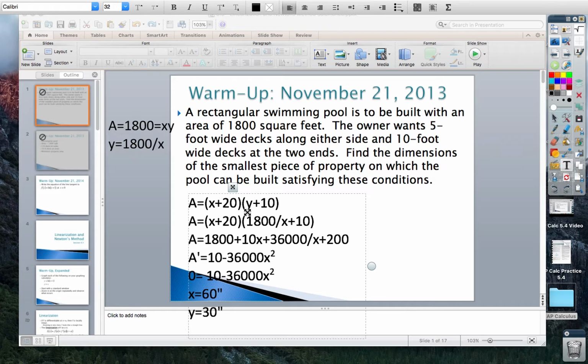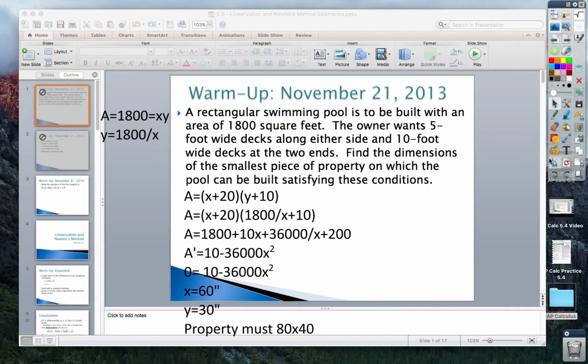Final answer, it says find the smallest piece of property. So keep in mind, we just found the length and width of the pool. We need to answer the question of what's the smallest dimensions for the property, which must be 80 by 40, because we substitute our 60 and 30 back into the equation at the top and find the length. We basically added 20 and 10 respectively. So that's how we maximize or minimize the amount of property we have to purchase.